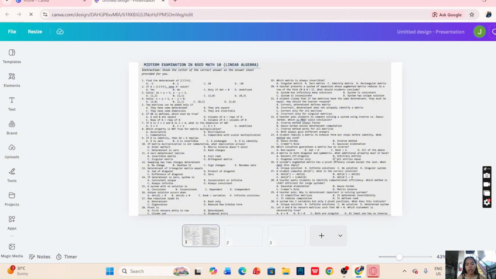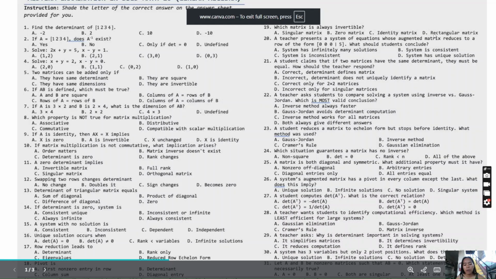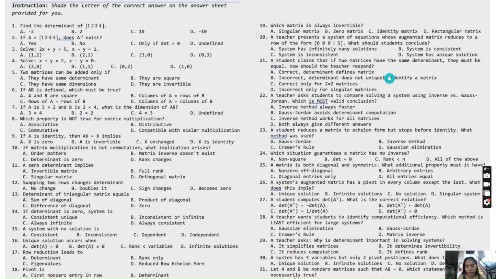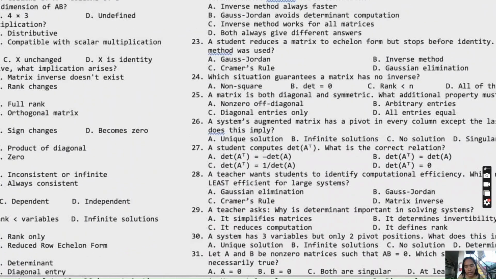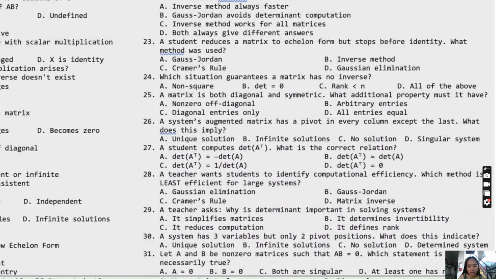Sorry for that. I'll present it again. Next is number 31. I'll zoom it for a while so that you can clearly see the questions. I hope that is clearer. So number 31.